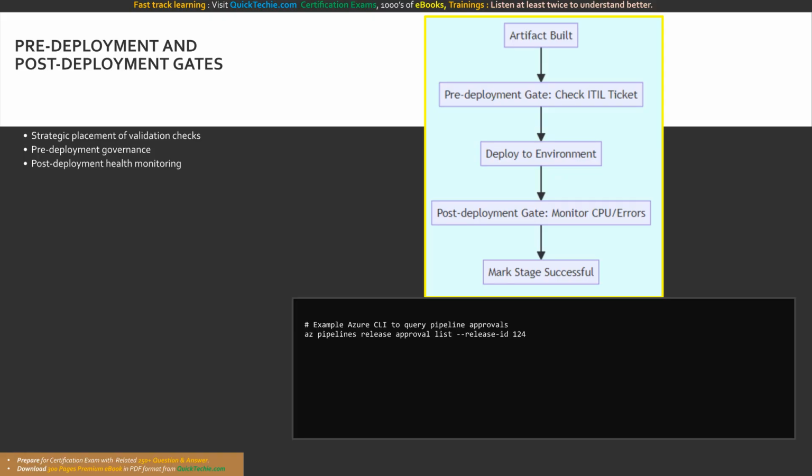While gates are automated, this CLI command demonstrates how administrators can programmatically audit the status of pending pre-deployment approvals to ensure governance workflows are executing correctly. The dual-gate architecture: pre-deployment gates ensure ITIL compliance before deployment, while post-deployment gates critically monitor system telemetry before allowing the stage to complete successfully.